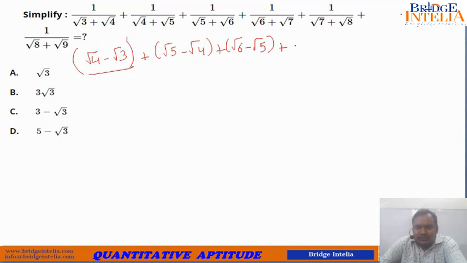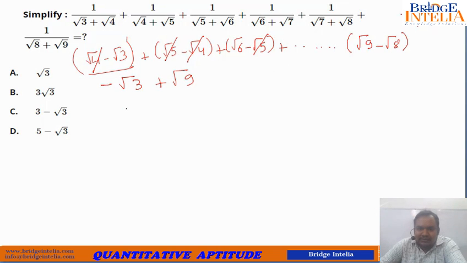And so on. So what about the last term? The last term can be written as root 9 minus root 8. If you realize something, this root 4 and this root 4 are going to get cancelled, and this root 5 is going to get cancelled. The only terms that won't cancel are minus root 3 and plus root 9. So this is equal to minus root 3 plus 3. So the answer is 3 minus root 3. This is the final answer.